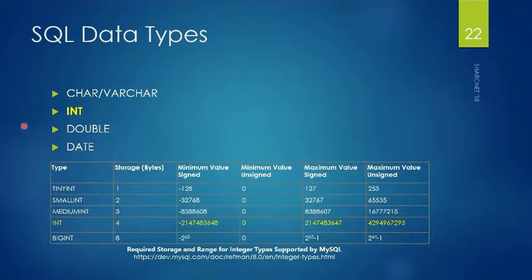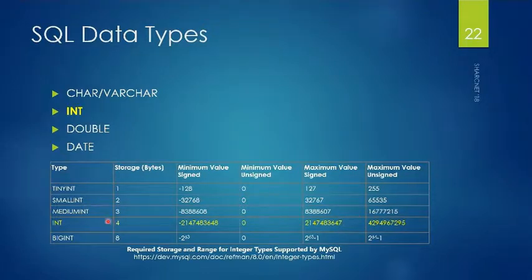The next is integer. Integer is your standard whole number type. It's non-decimal. And there are a number of different integers, tiny, small, medium, and big, as well as your base integer. Base integer is the one you'll typically use in most cases. And it's got a maximum signed value, which is by default signed, and a minimum signed value of, what's that? That's in the billions, right? 2 billion. You can also do an unsigned of up to 4 billion.